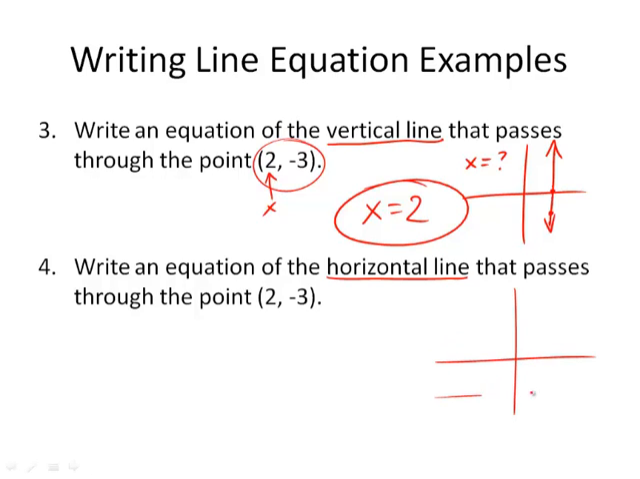What about a horizontal line? A horizontal line has to have the same y value throughout. In this case, our y value is negative 3. So 2, negative 3 will be on the line as long as y is always equal to negative 3.